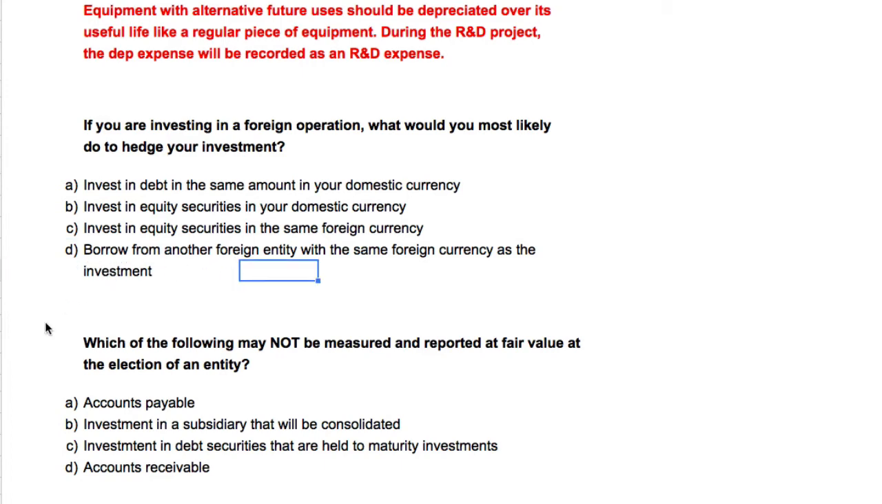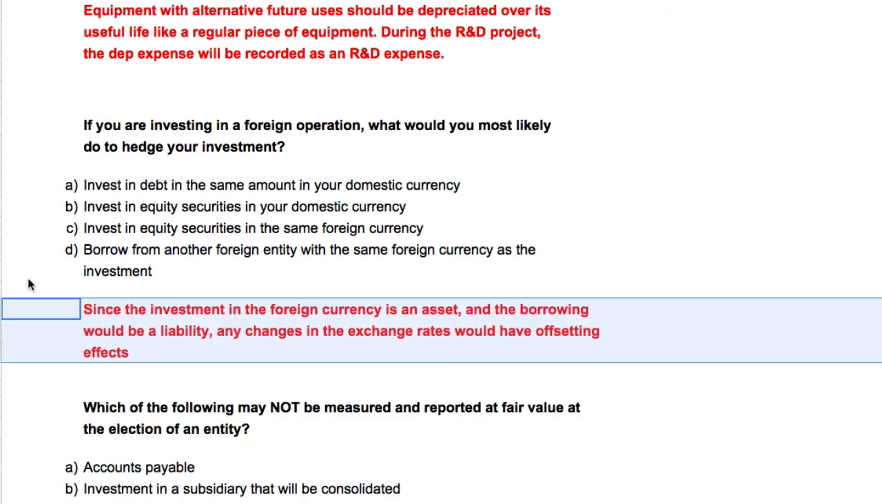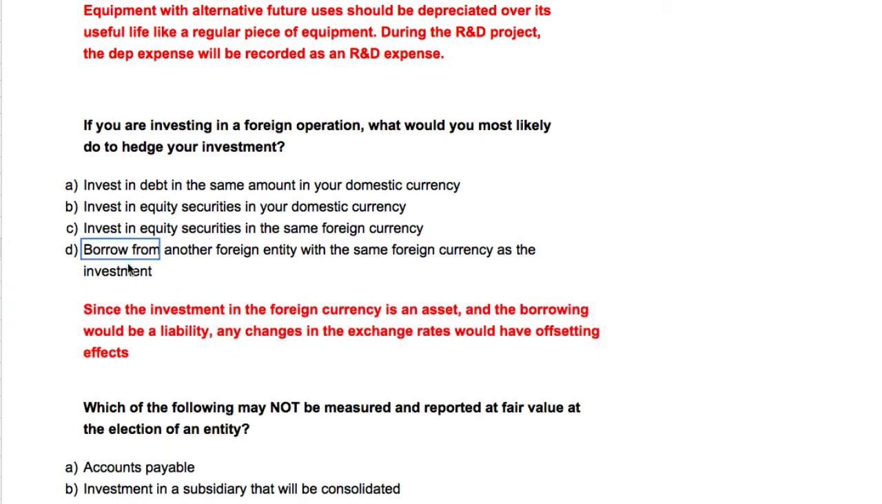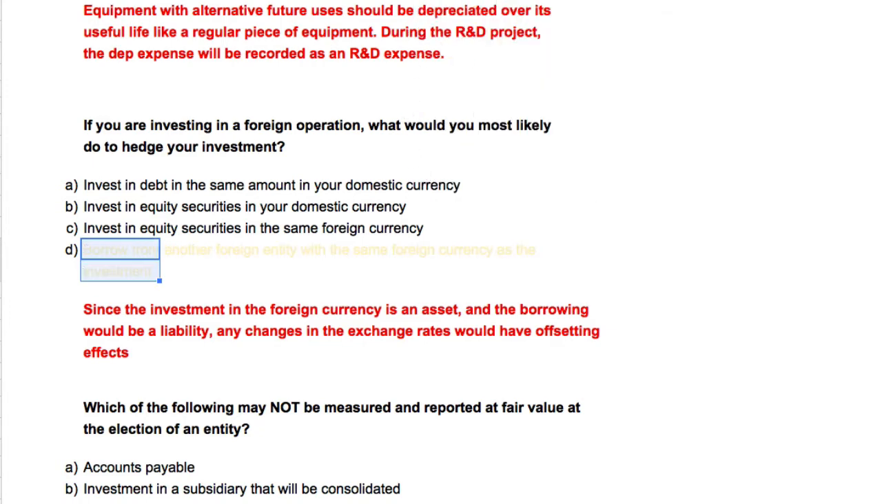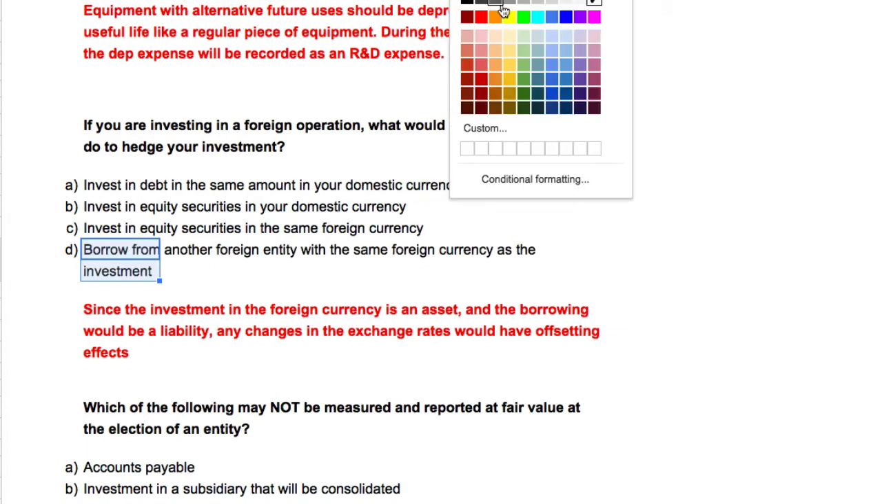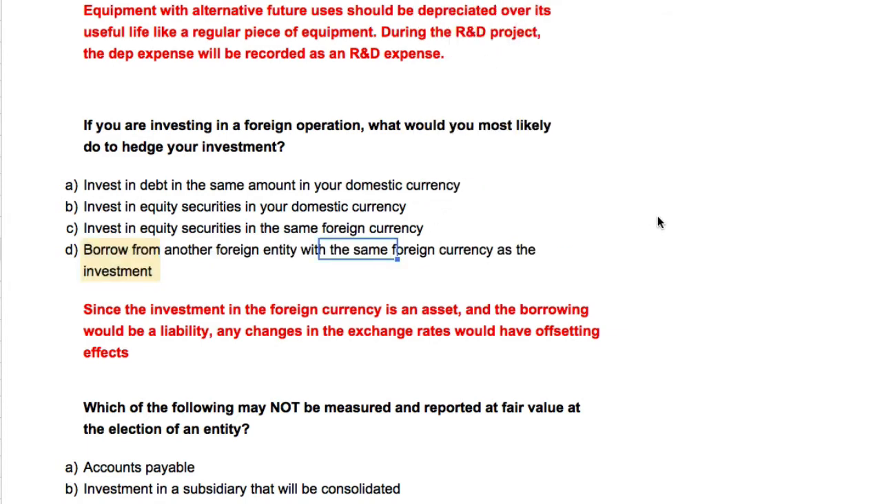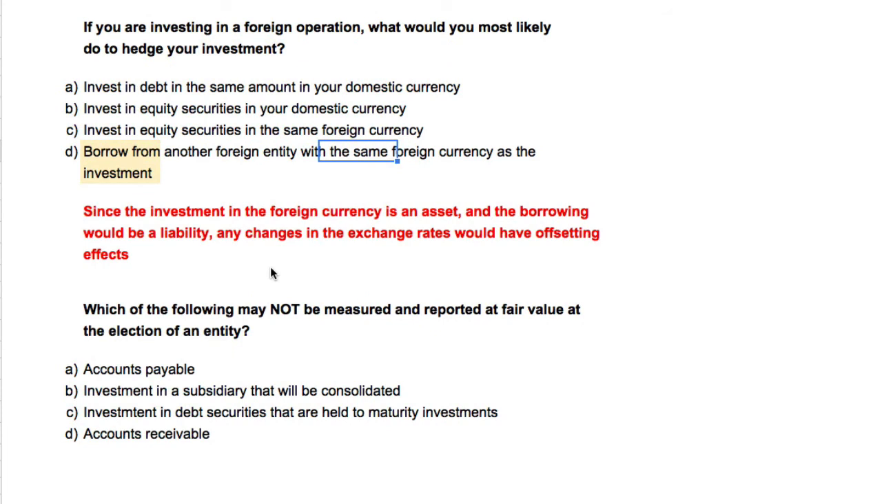And again, pause this if you want to think through it yourself. The answer is D. Whoops, that's not what I meant. So, since the investment in the foreign currency is an asset and borrowing would be a liability, you would borrow from another foreign entity that's in the same foreign currency as the investment you're trying to hedge, because any changes in the exchange rates would have offsetting effects.